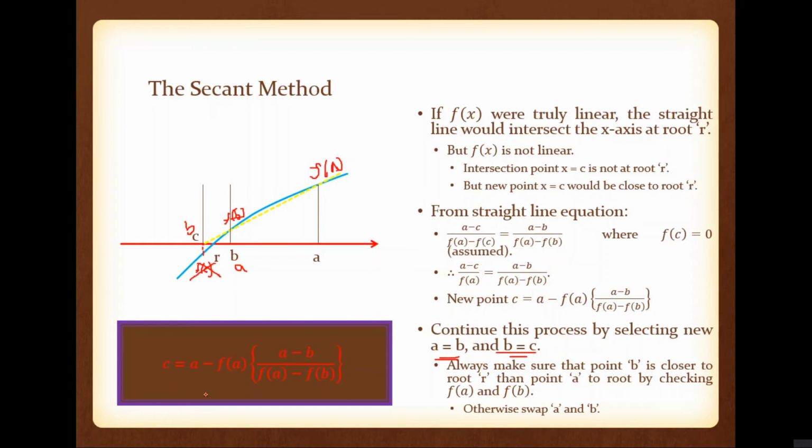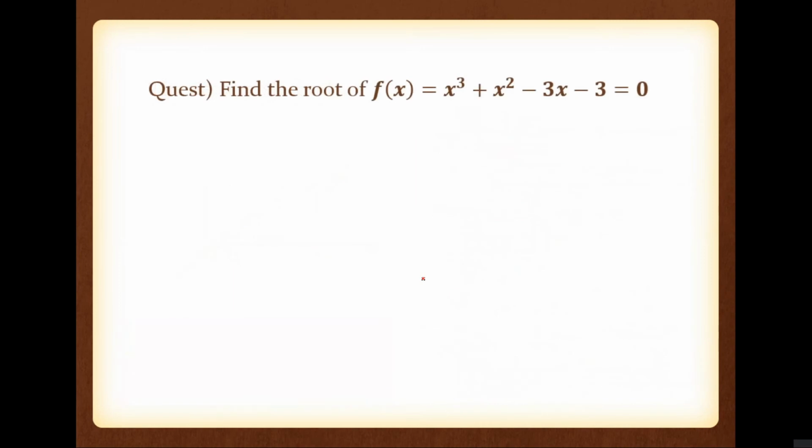One more thing is that in some textbooks, you can see c is equal to b minus f of b into b minus a divided by f of b minus f of a. That is also right. Instead of a, you can see b, and instead of b, you can see a. So there is nothing wrong in that. So I am going to use this equation.